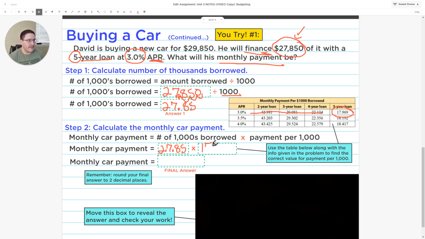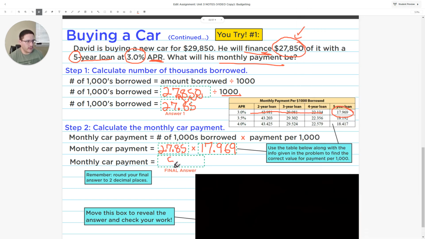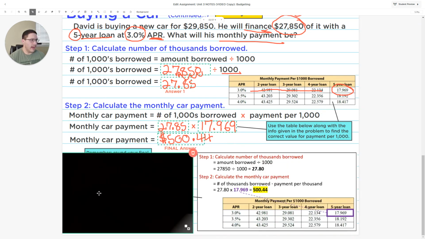So again, 17.969 times 27.85. And we get, rounded to 2 decimal places, $500.44. So it should be $500.44. That's the monthly payment for this new car that David is trying to buy. And that's the final answer.